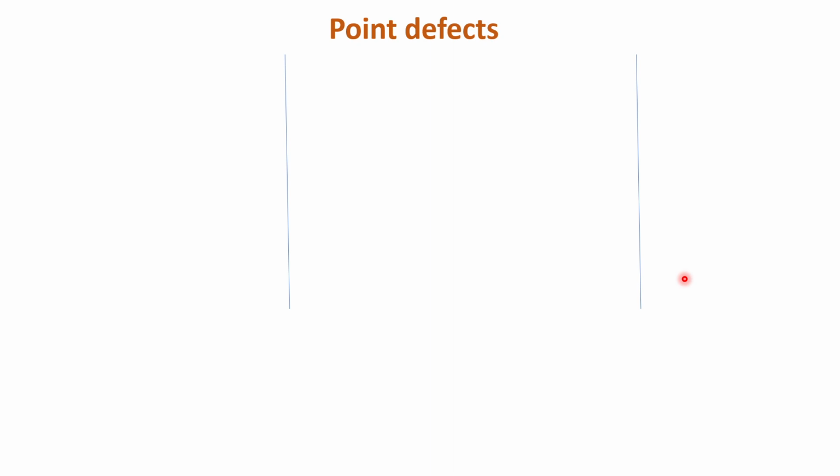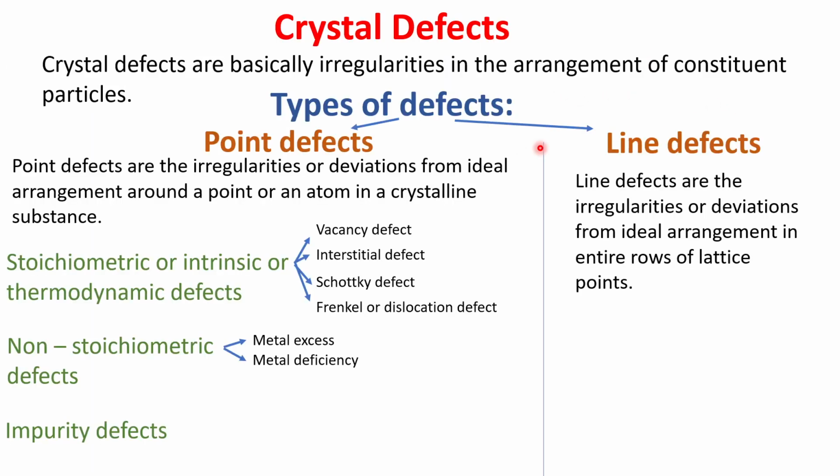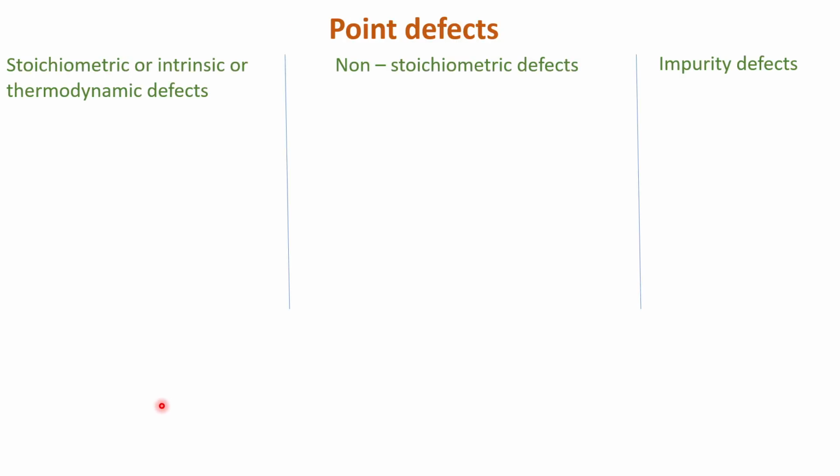So, starting with the point defect, we discussed now there are three types of defects: stoichiometric, non-stoichiometric, and impurity. In the previous slide, I told you that point defects are where the irregularities are around a point of the ideal arrangement. So these are of three types: stoichiometric, non-stoichiometric, and impurity defects.